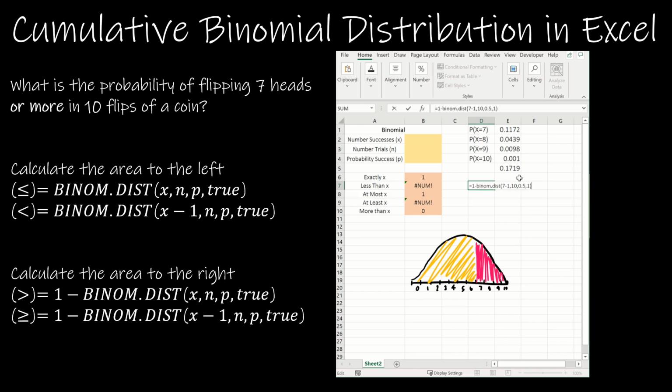By doing it this way, and I'm just going to change this back to 6 so that it makes sense, I'm saying let's find 6, 5, 4, 3, 2, 1, 0 and subtract it from 1, and that's going to give me 7, 8, 9, and 10. So notice this is the correct solution. It matches exactly what I found here, 0.1719 essentially. That's exactly what I would do for a forum post.